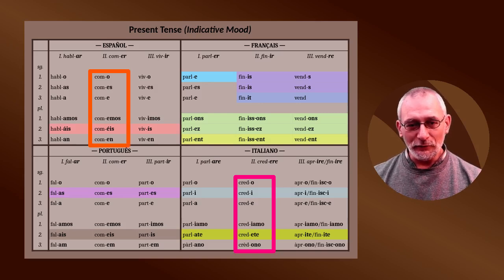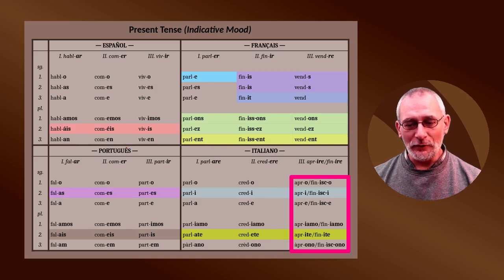If we compare it to the second conjugation of Spanish, again, the first and third person plural are the same. Again, similarity in the first and third person plural, crediamo, credono, with comemos, comen. And there is difference in the second person singular, in which Italian has the ending i, credi, and the second person plural, in which Italian has a bit more different ending, credete. And in the third group of verbs, Italian has two types of verbs.